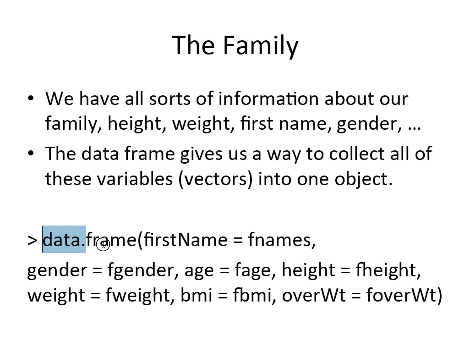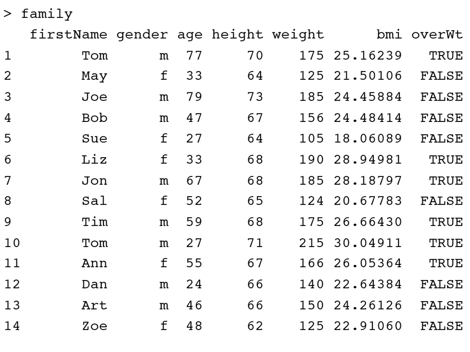So we can coerce this data.frame, first name equals F name. So this will be, first name will be the value in the data frame, and the data will come from F names, for example. Gender, let's take the variable F gender. Age, we'll take the variable F age, and so on. So gather them all together. That's what it looks like.